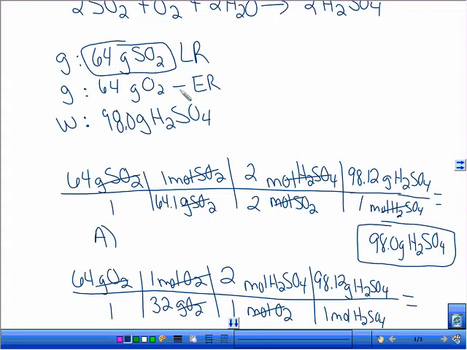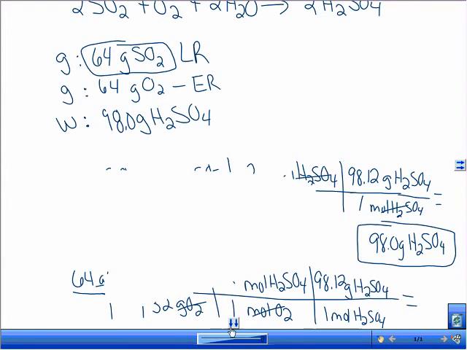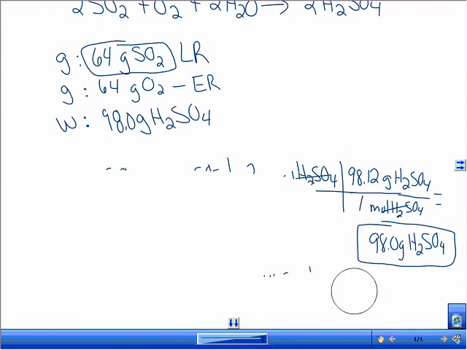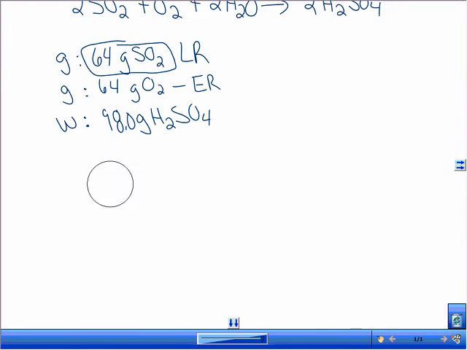We know that we're not going to use all 64, because if we were using all 64, it would not be an excess reactant. So in order to do this one, I had a weird saying in pre-AP. I said you're going to start with the LR and you're going to go to the ER. And then some of you made up a weird thing about somebody getting shot or stabbed in the living room and going to the emergency room. Basically, you're going to start with the LR and you're going to go to the ER. This is to figure out your excess.